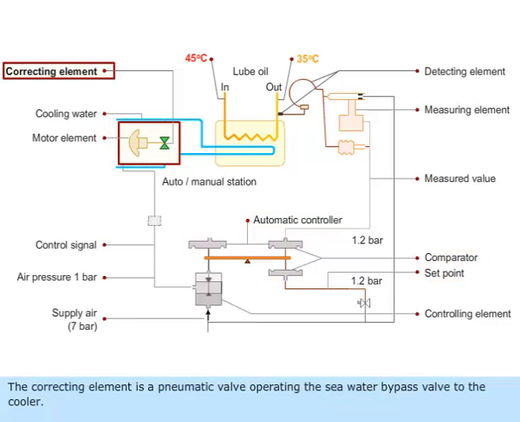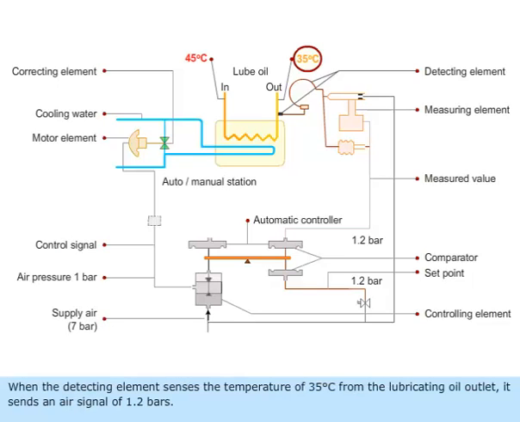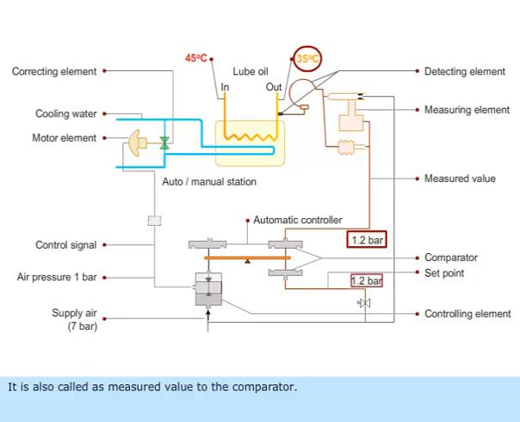The correcting element is a pneumatic valve operating the seawater bypass valve to the cooler. Let us say an air pressure of 1.2 bars corresponds to a temperature of 35 degrees Celsius. When the detecting element senses the temperature of 35 degrees Celsius from the lubricating oil outlet, it sends an air signal of 1.2 bars. It is also called the measured value to the comparator. The set value is also 1.2 bars, and the beam does not move.